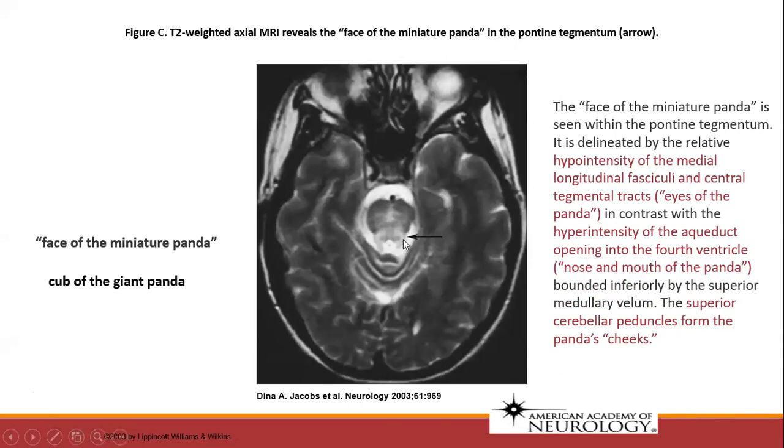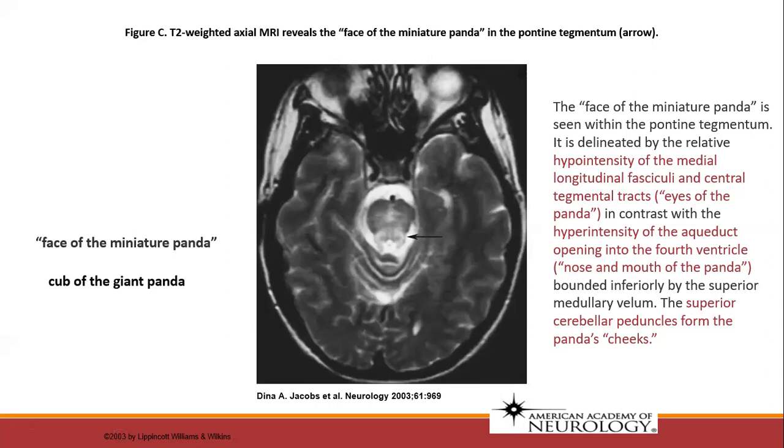During my residency, this is something I had significant doubt about. I got real clarity only while preparing this presentation. Here you have the medial longitudinal fasciculus and the central tegmental tract, the hypointensity that forms the eyes of the panda. The cerebral aqueduct opening into the fourth ventricle forms the nose and mouth of the panda. Inferiorly you have the superior medullary vein, and the superior cerebellar peduncles form the panda's cheeks.